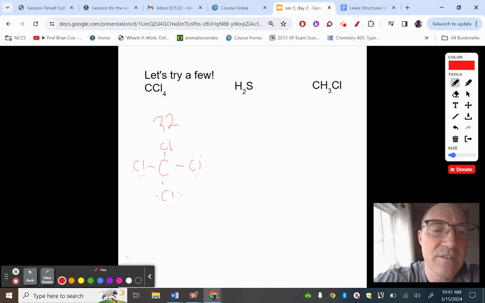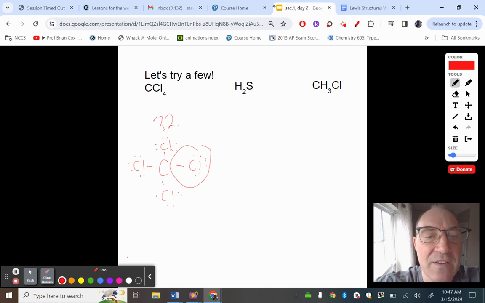So this is the part about everybody getting an octet. After you're done, you just count. If everything is completed and their outer shells all have 8, you're good. So we know that this is 8 right here, 8, 8, and 8. So 8 times 4 is 32. That's my good structure.